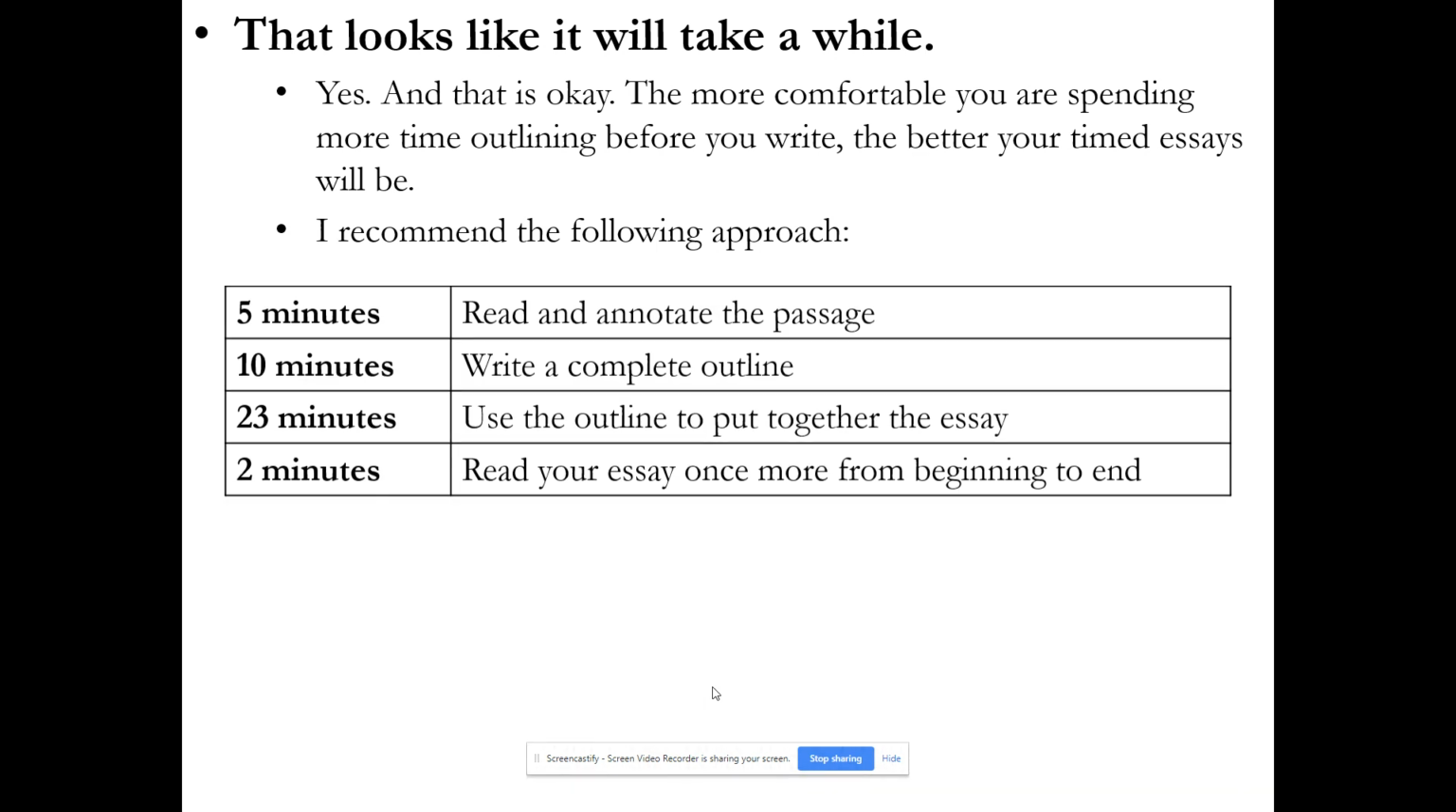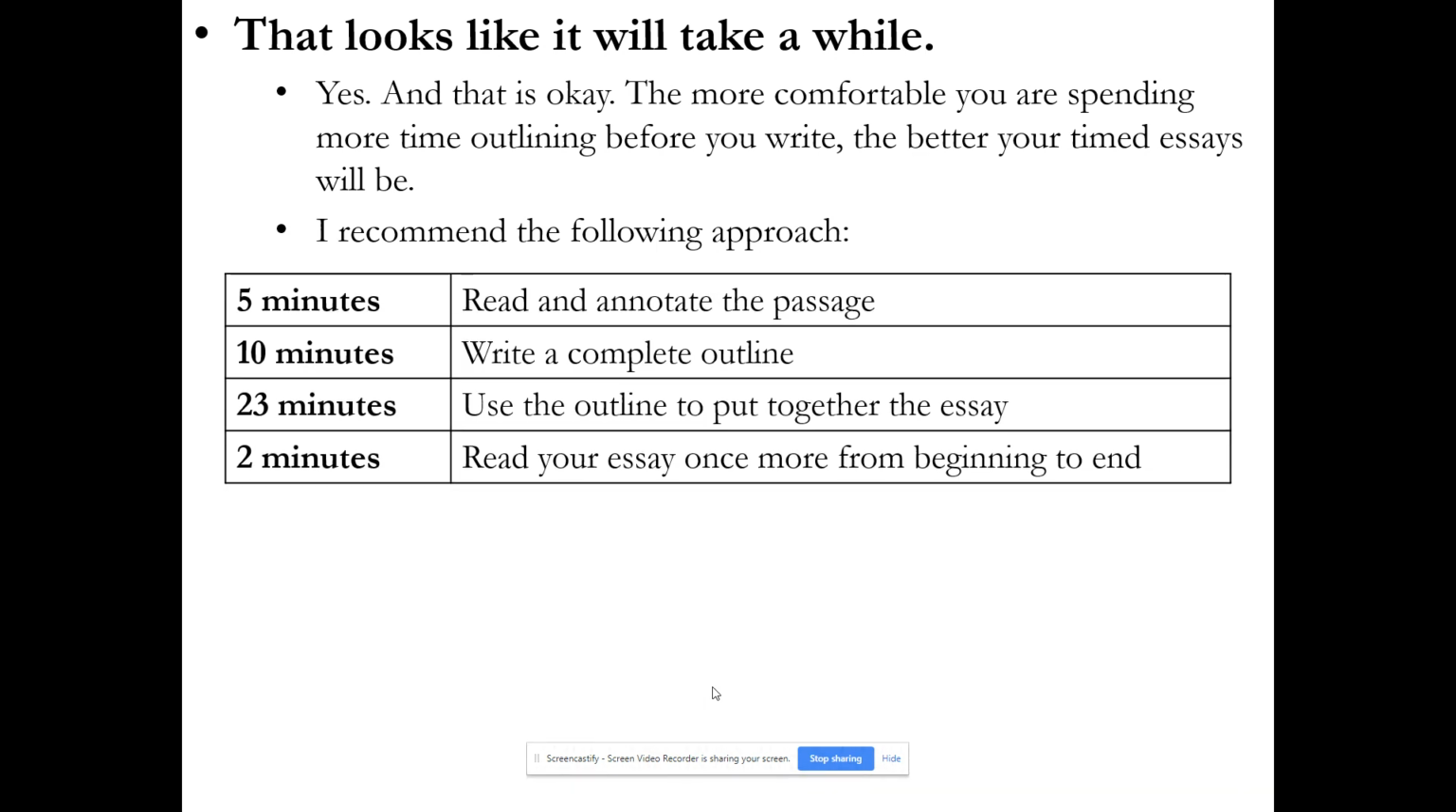Right. So I recommend the following time breakdown for a rhetorical analysis essay. Right. You take 5 minutes to quickly read and annotate the passage. Right. 5 minutes. That's 1 or 2 minutes per paragraph. And the passages are very rarely longer than 2 columns of text on a full page. Then you write your outline. Take 10 minutes. Write the whole outline from beginning to end, right? And then use the outline to put together the essay. Rhetorical situation paragraph, 2 body paragraphs, conclusion if you have time, and then 2 more minutes at the very end. Put your pen down, rather.